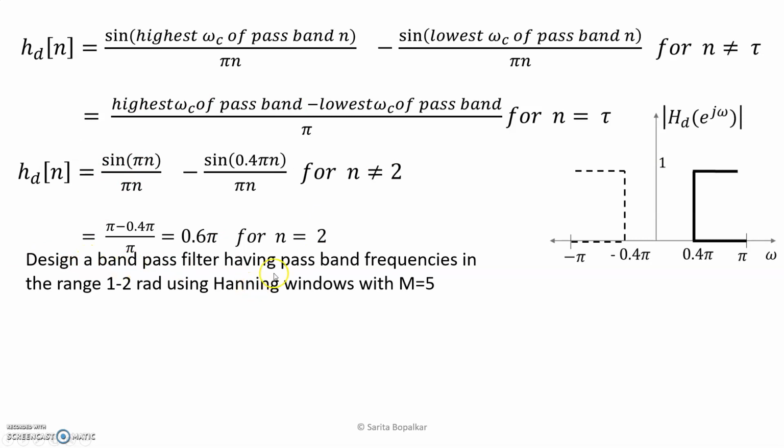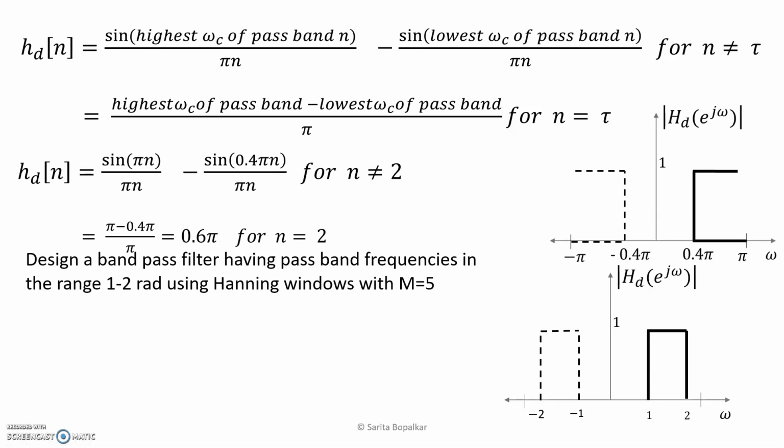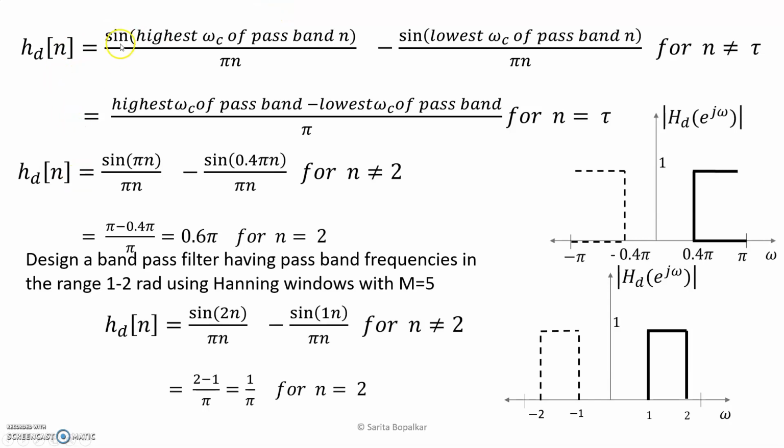Design a bandpass filter having a passband frequency in the range 1 to 2 radian using a Hanning window with m equal to 5. So let us plot it first. This is a bandpass filter and the range of its passband is 1 to 2 radian. Now let's put this graph in our standard generalized formula to get the hd[n]. Sine of the highest omega c of the passband, 2n, minus sine of the lowest omega c of the passband, 1.